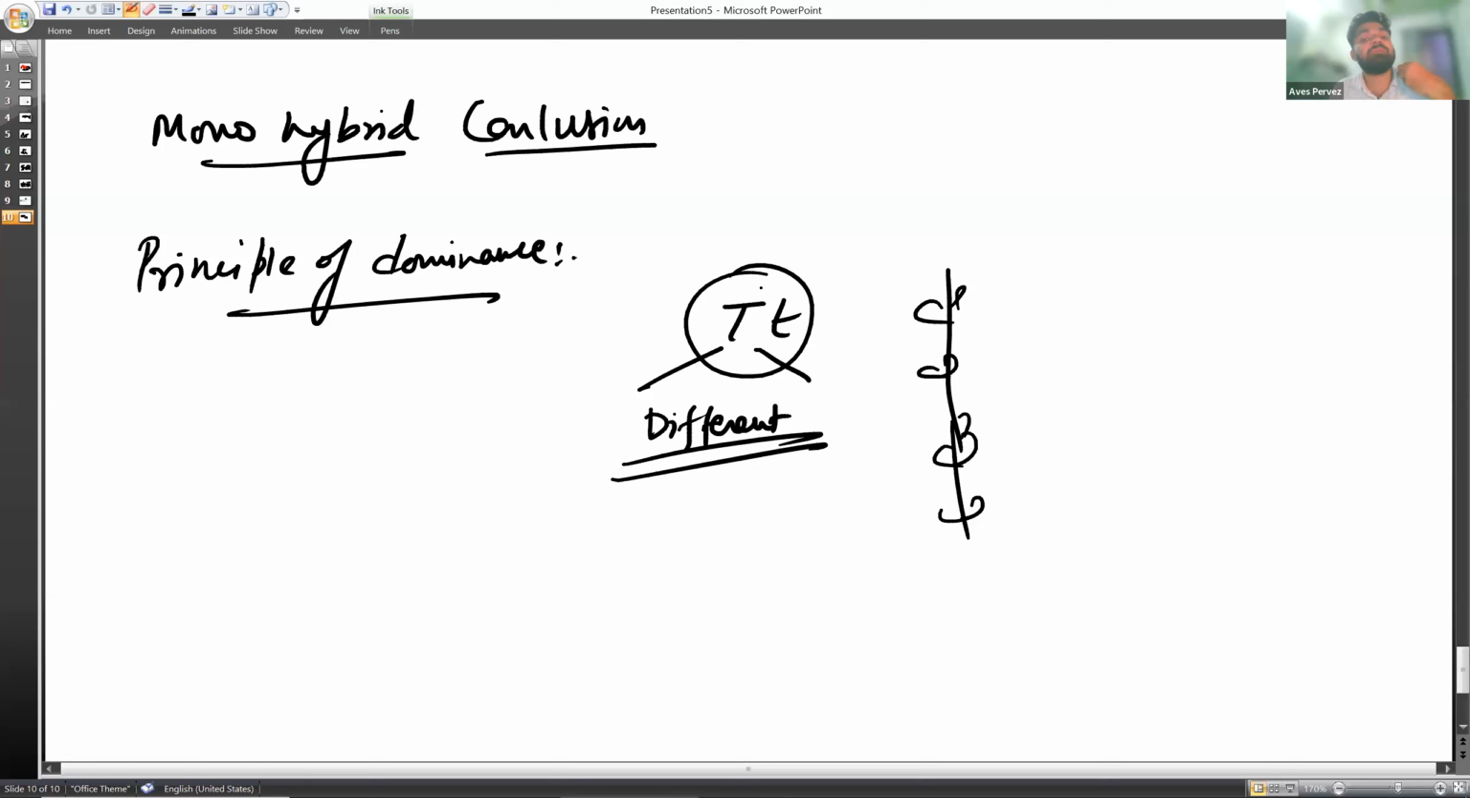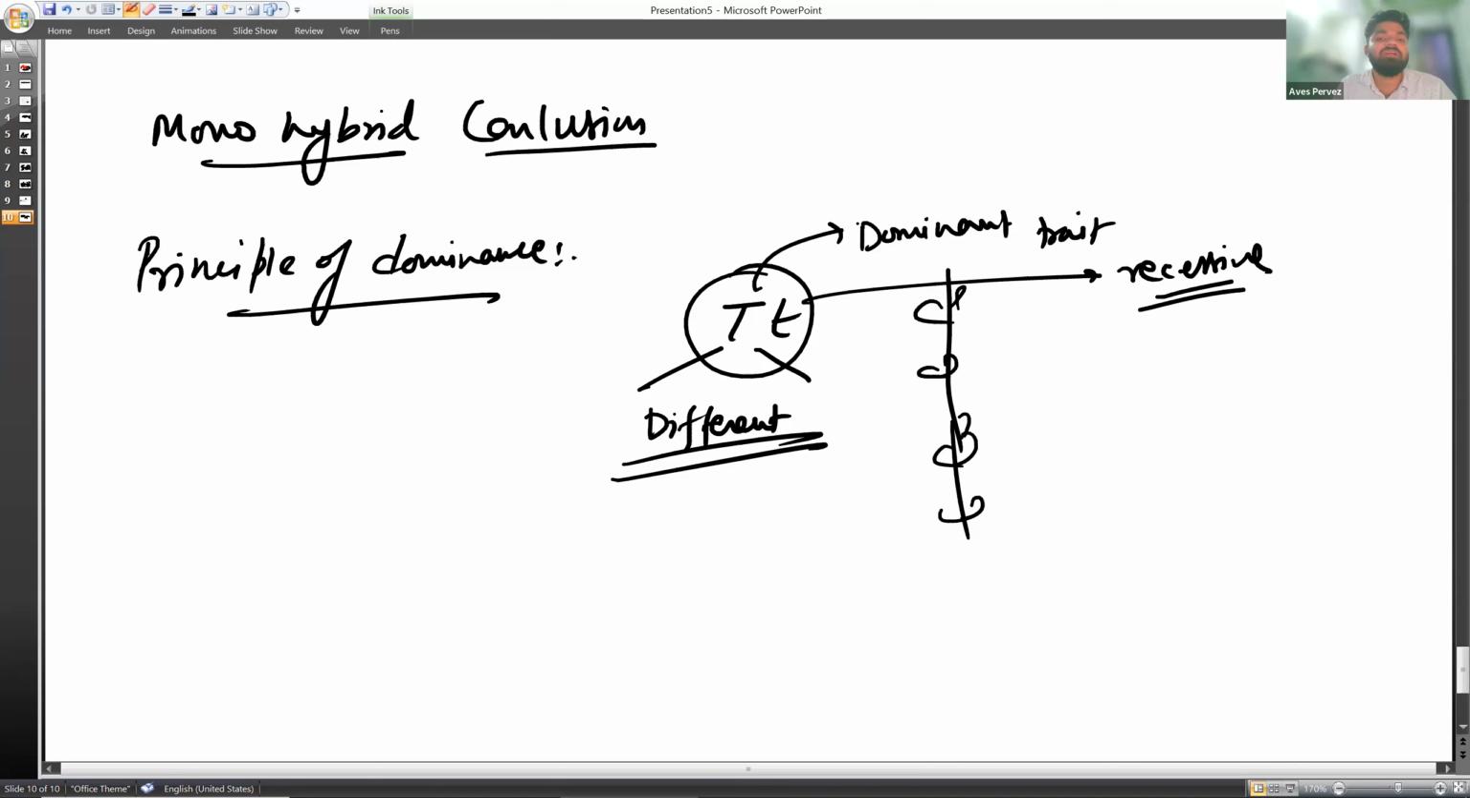So the gene which is able to express itself is called the dominant trait or dominant gene, and the one that is not able to express itself is called the recessive gene. Okay, are you getting my point? So he gave the principle of dominance. Now let's write down the principle of dominance.